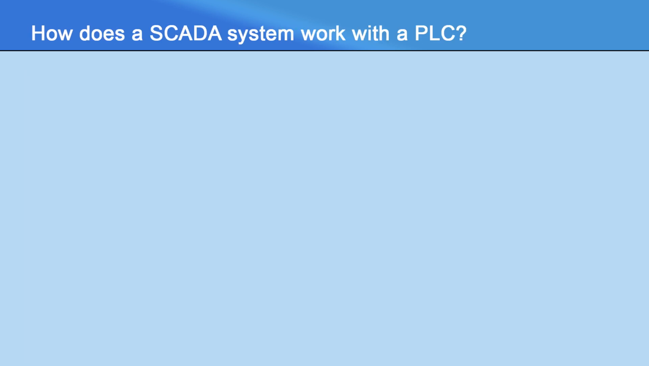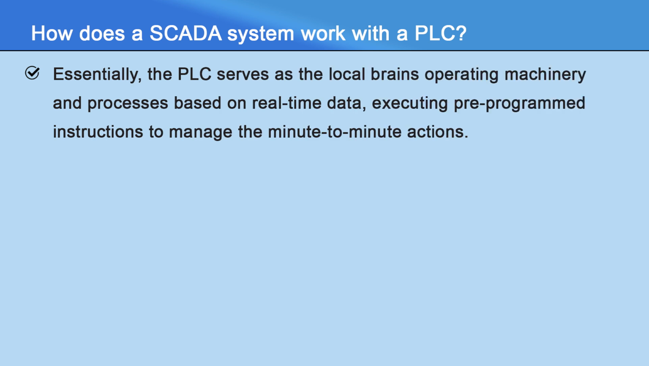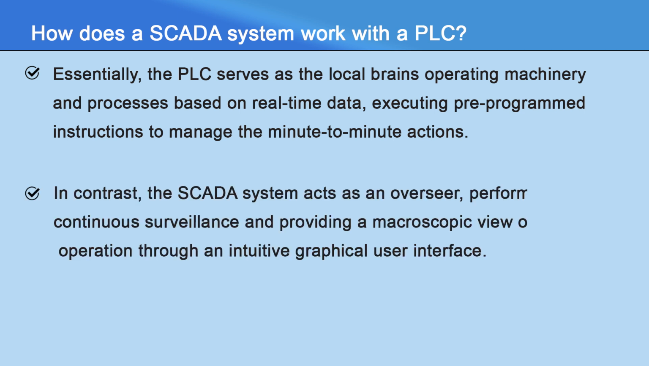Now, how does a SCADA system work with a PLC? Basically the PLC serves as a local brain which operates the machinery and processes based on the real-time data, executing the pre-programmed instructions to manage the minute-to-minute actions. In contrast, the SCADA system acts as an overseer, performing continuous surveillance and providing a microscopic view of the entire operation through an intuitive graphical user interface.